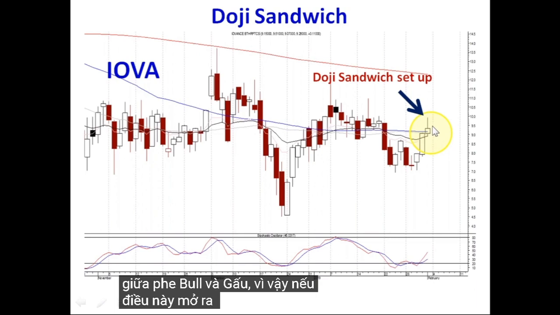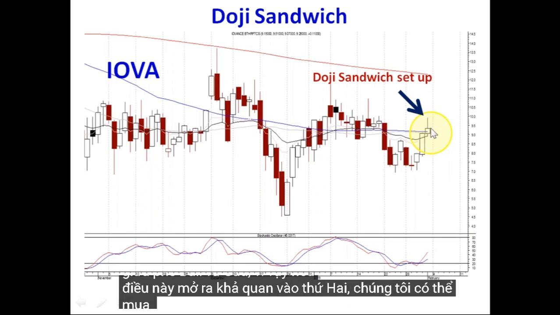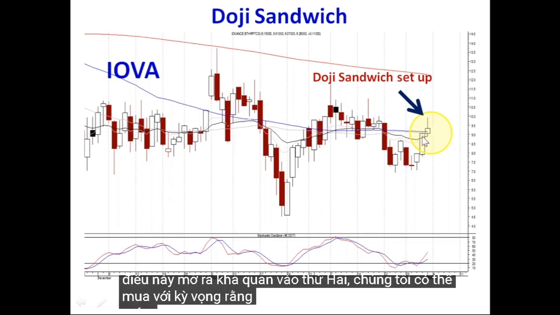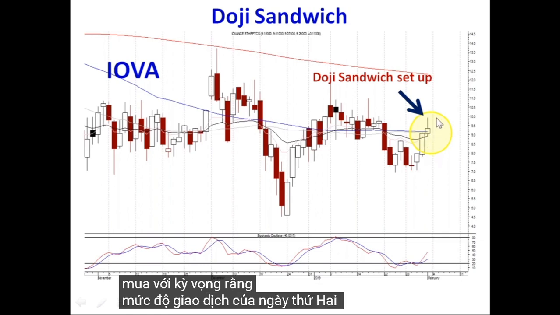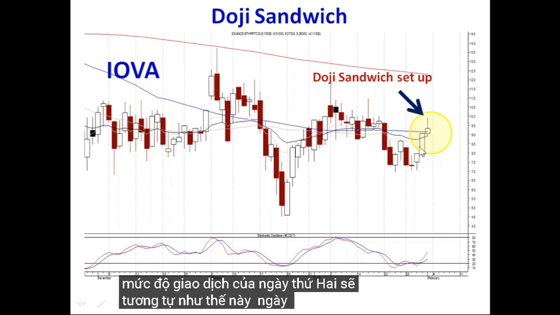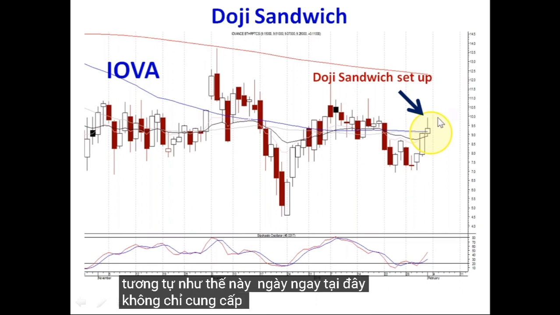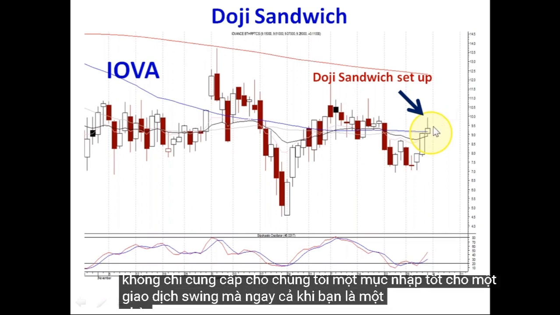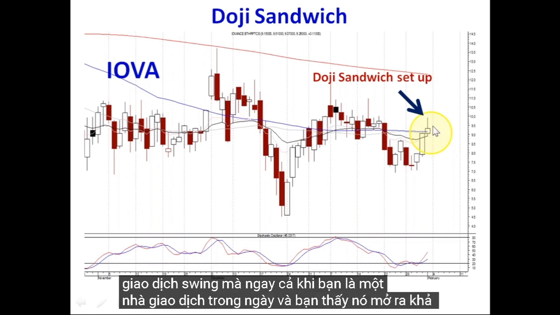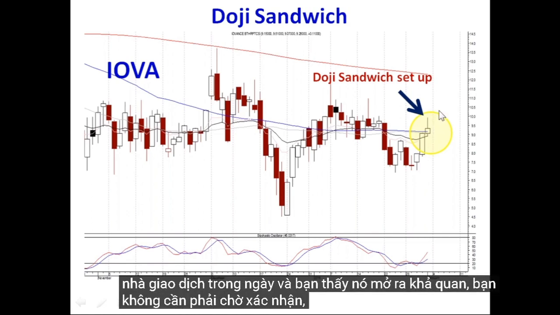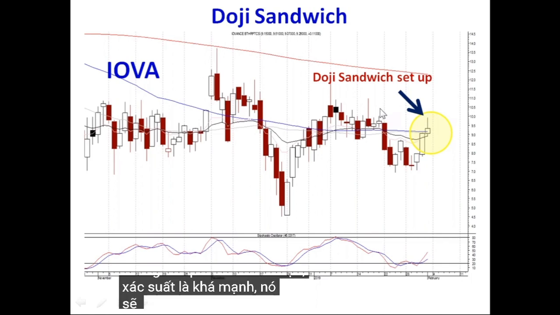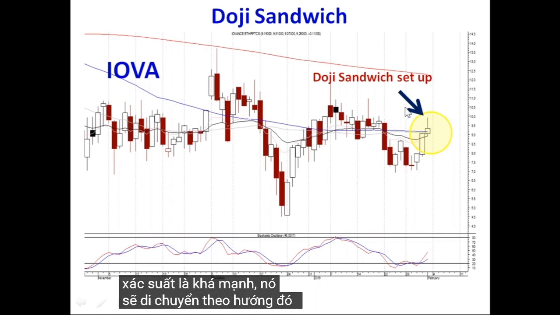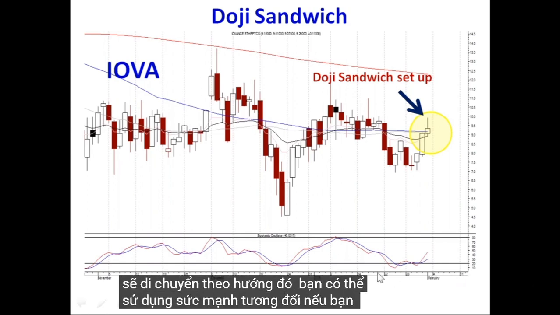So if this opens positive on Monday, we can be buying with the expectation that the magnitude of Monday's trading would be about the same as this day right here, not only giving us a good entry for a swing trade, but even if you're a day trader and you see it open positive, you don't have to wait for confirmation. The probabilities are pretty strong it's going to move in that direction. You can use relative strength if you want to, Ken.